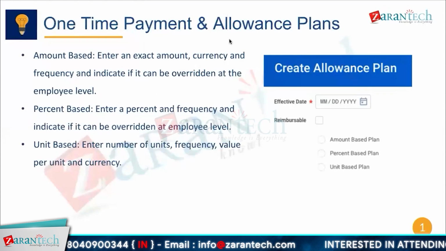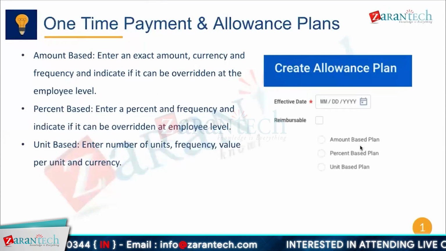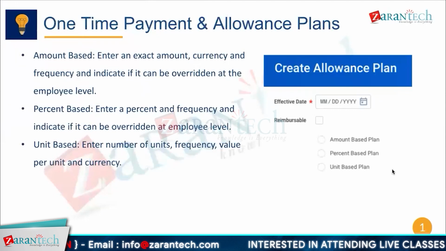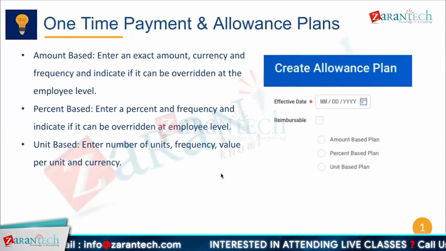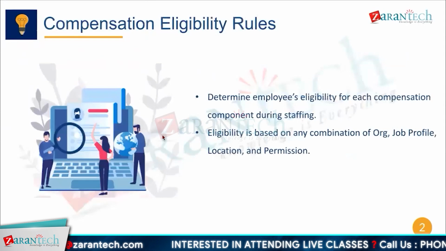I also talked about this. Your allowance plans allow for 3 types: amount, percent, and unit, which we already discussed. Eligibility rules, we already discussed it.